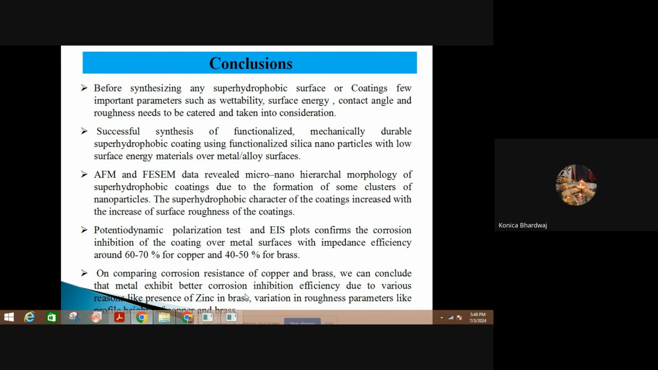Then the inhibition efficiency of brass is due to its alpha-beta phase, in which zinc and the copper part is also there. So there are so many things we will discuss in the paper also. So this is all I have to conclude, and that's all from my side.